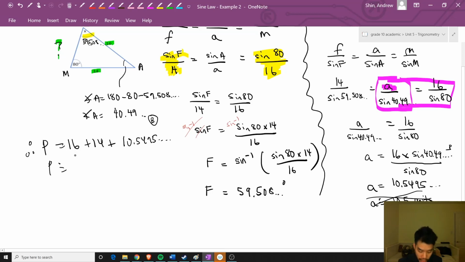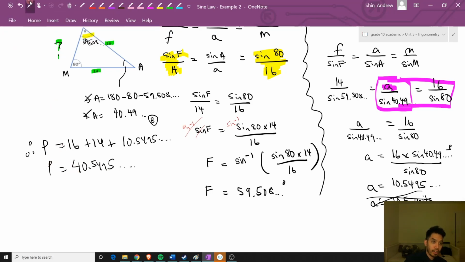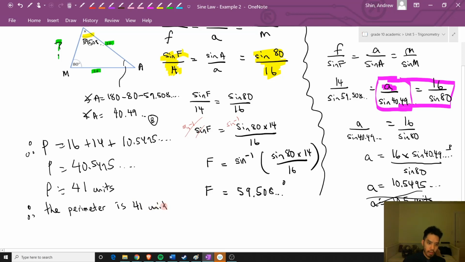10.549. I still luckily have that in my calculator, plus 14, plus 16, sorry, which is going to be 40.5495 dot dot dot. And we have not rounded yet, but we can round now. This is the final answer. This is the only appropriate time. So this will be 41 units. That is the perimeter. So therefore, the perimeter is 41 units long.